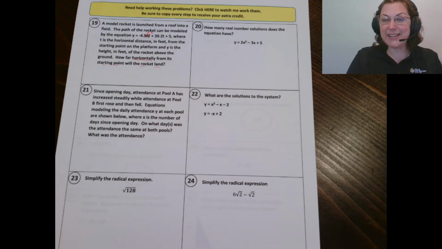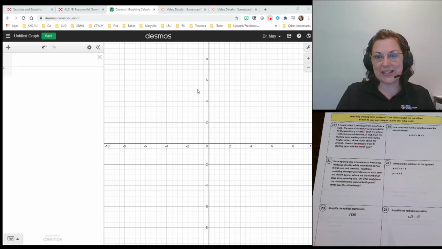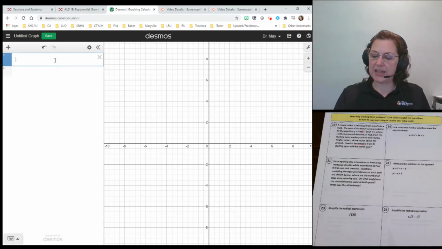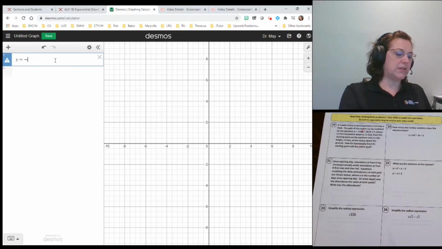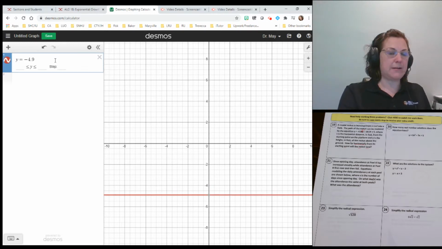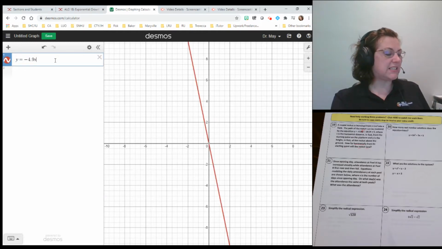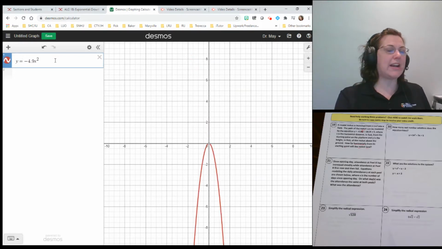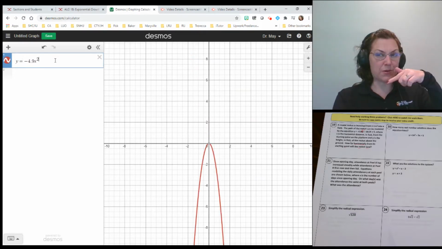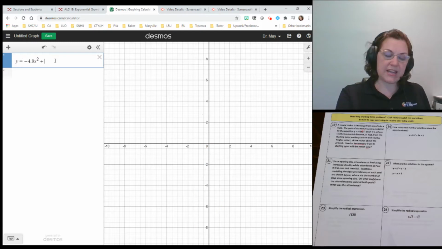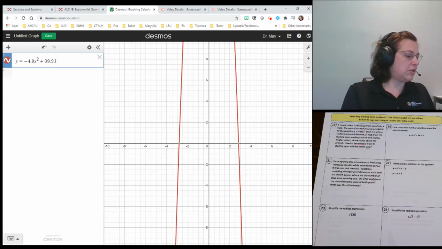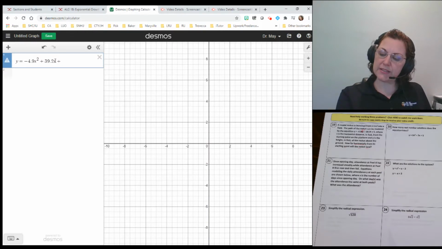And by the way, I'll link the graphing calculator in the description below so that you're able to use it quickly. When we're in Desmos, we'll go ahead and type in our equation. Y equals negative 4.9. You'll have to use x here instead of t. X, then use your caret, that's shift 6, and type a 2 for your exponent. Use your right arrow to come out of the exponent and type your 39.2x plus 5.